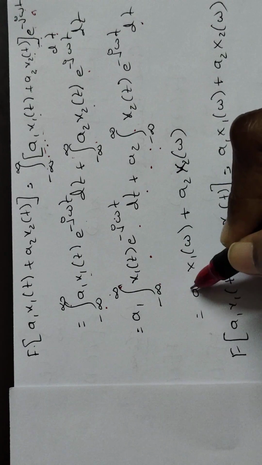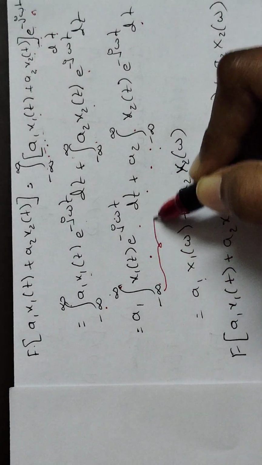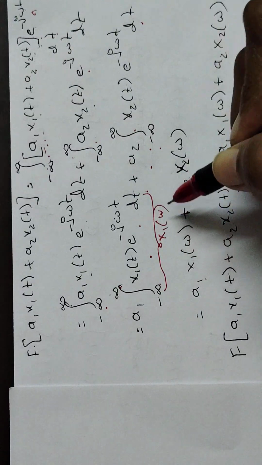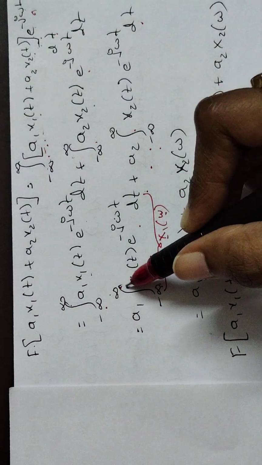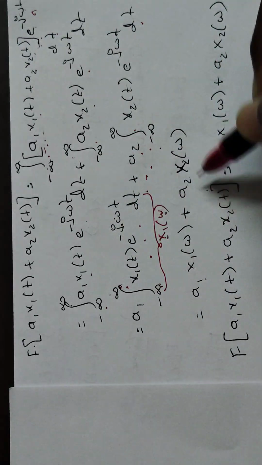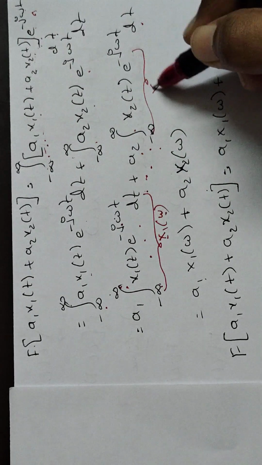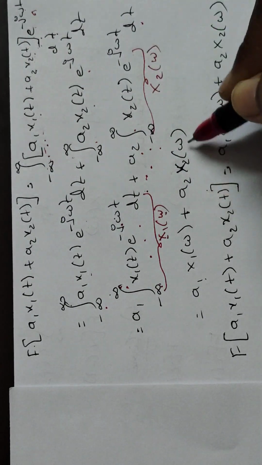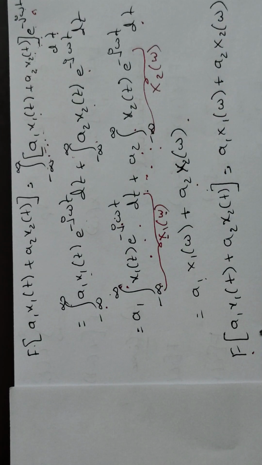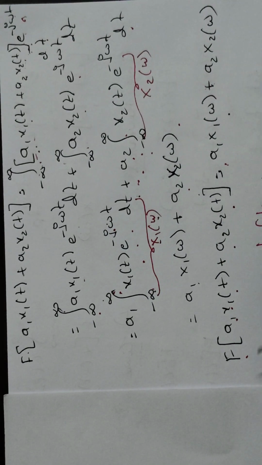So here a1 is constant, so this is nothing but what? x1 of omega. x1 of omega is equal to integral minus infinity to infinity x1 of t e power minus j omega t, plus a2 is constant. Again this is in the form of the frequency domain signal x2 of omega, that is a2 x2 of omega. The Fourier transform of the linearity property is what? The Fourier transform of a1 x1 of t plus a2 x2 of t is equal to a1 x1 of omega plus a2 x2 of omega.